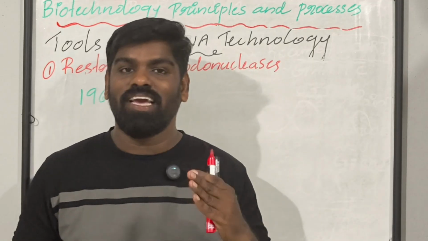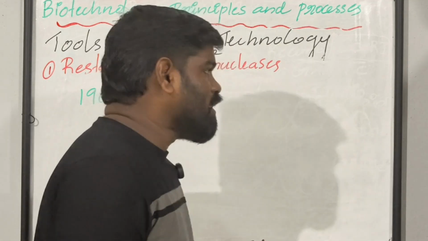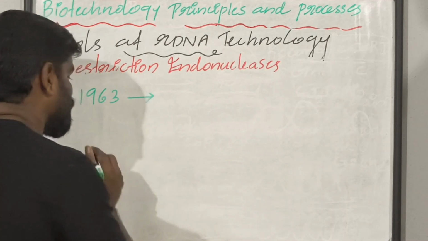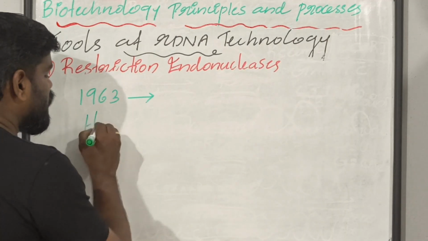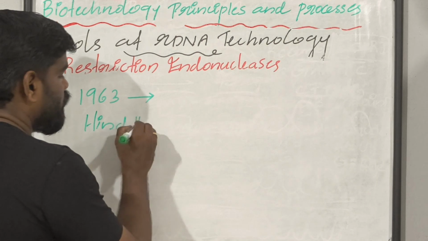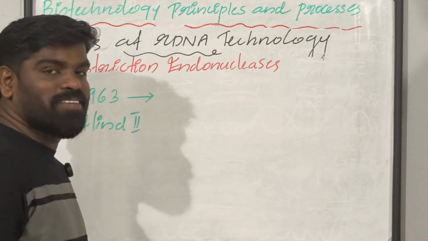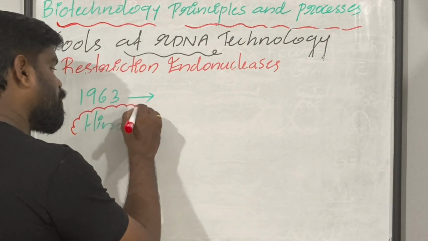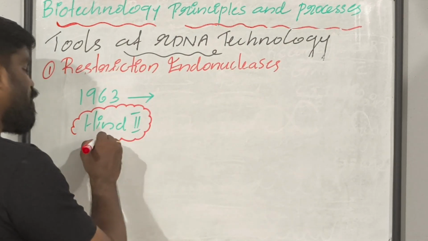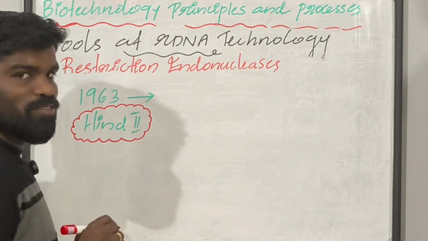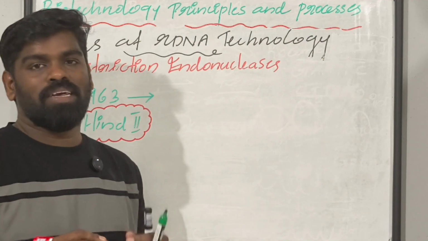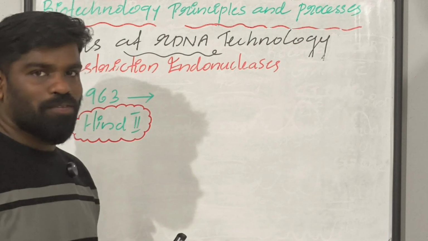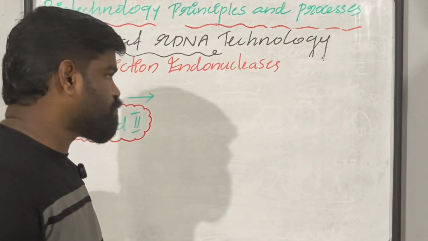The first restriction endonuclease which was discovered is HindII. Very important: HindII is the first restriction endonuclease. It was discovered from Haemophilus influenzae.